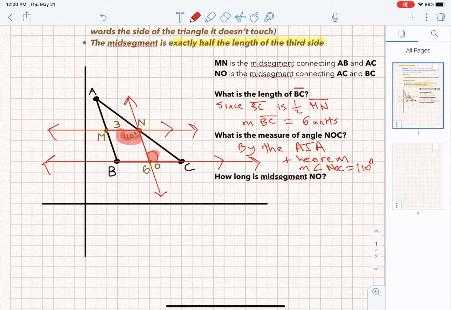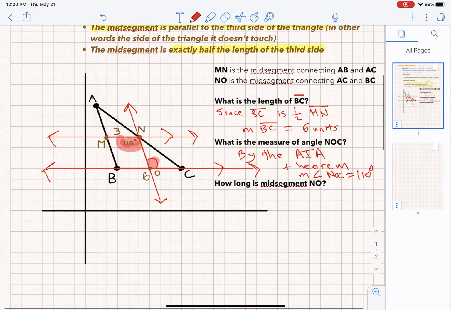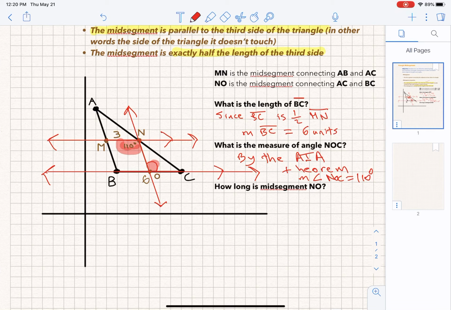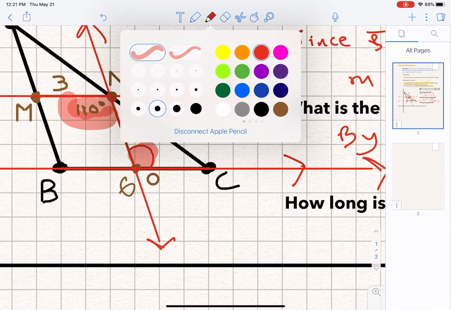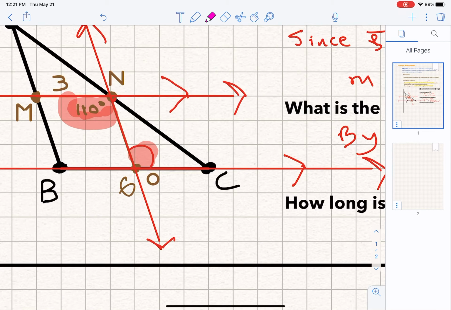Now, here's the question. How long is midsegment NO? I threw that in there as a bonus, but since this is our last video for the term, it'd be good to go back to the Pythagorean theorem, our old friend, and just take a look here. Use a different color. Here we have NO.